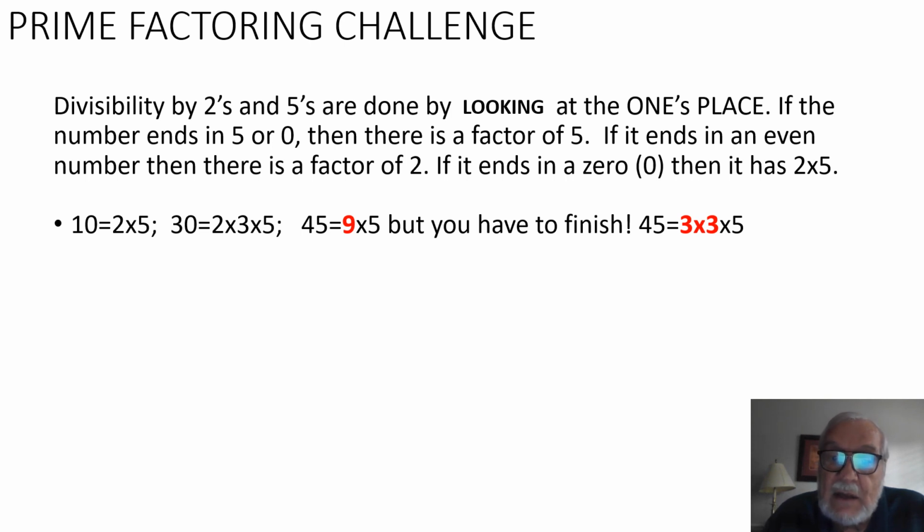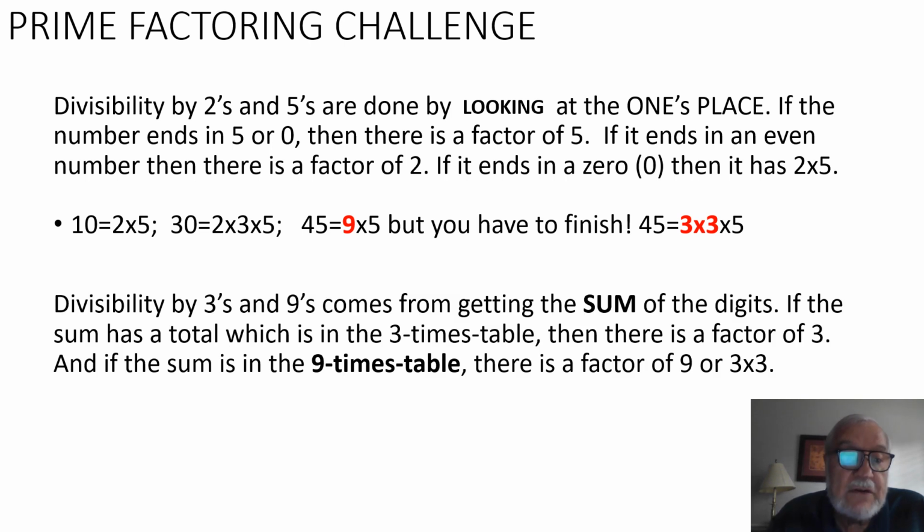45, you may know, is 9 times 5, but you still have to finish to make it prime factoring, so 45 is equal to 3 times 3 times 5. I hope that makes sense. So divisibility by 3's and 9's you may not have been taught before, but you get those by doing a sum of the digits. Like for the 45, 4 plus 5 is 9. If the sum of the digits has a total that's in the 3 times table, then there's a factor of 3. If the sum is in the 9 times table, then there's a factor of 9 or 3 times 3.